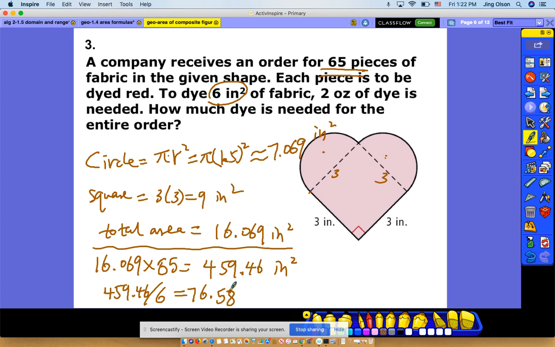I'm going to try to find the dye, right? For every 6 inches squared, we need 2 ounces. So I'm going to multiply this by 2, 76.58 times 2. That's 153.15. We're going to go with 153 as a whole number. This many ounces of dye is needed to dye the 65 pieces of fabric. The main thing for this lesson is actually doing the area of the shape. The other math is just extra stuff.